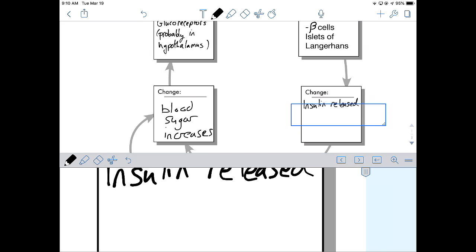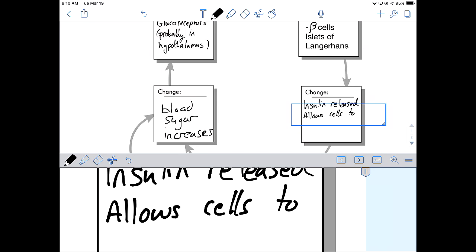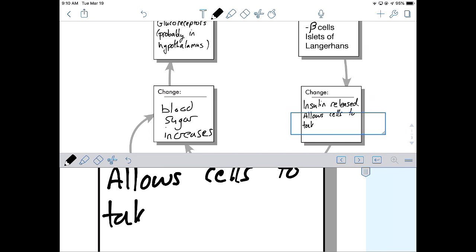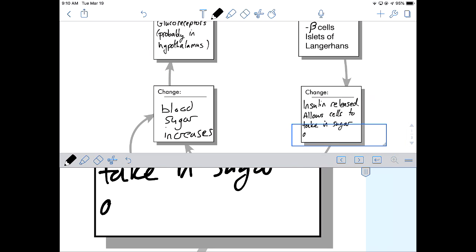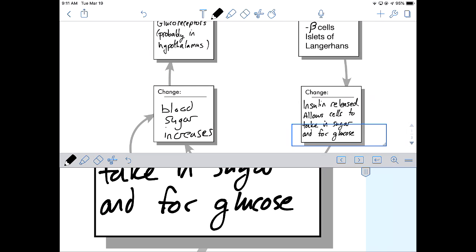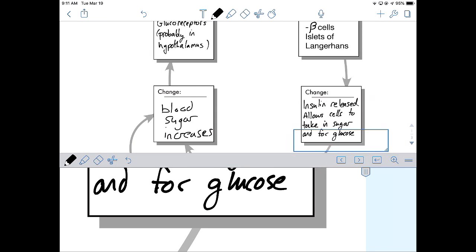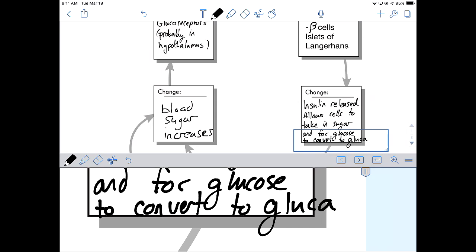Insulin allows cells to take in sugar, glucose, and convert it to glycogen.